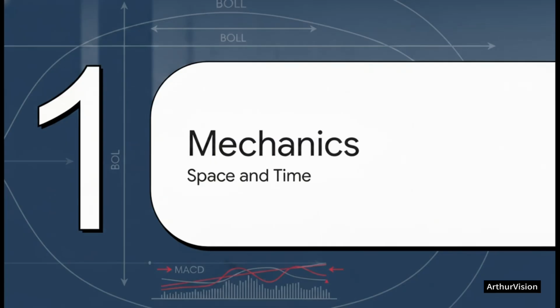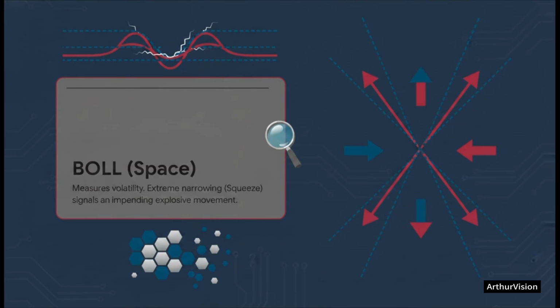Section 1. Mechanics of Space and Time. All right, so now that we have our core thesis, we really need to break down the underlying logic of these two heavy-hitting indicators before we combine them. Let's start with space, which is dictated by the BOLL, or Bollinger Bands.